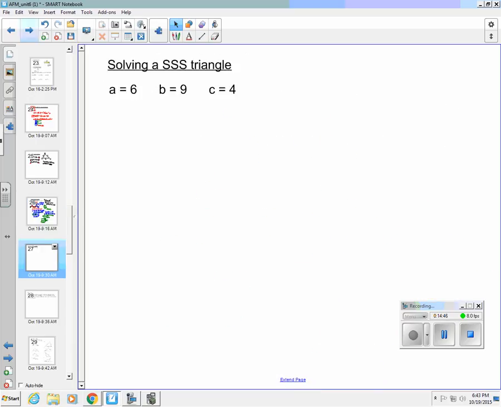So, one more example of solving a triangle. This one's going to be a side-side-side triangle. We'll do a word problem, and that'll be it.